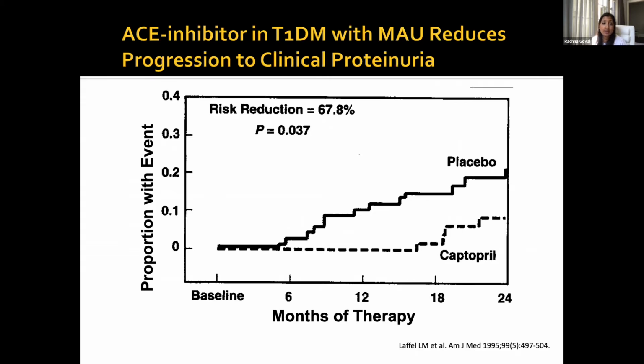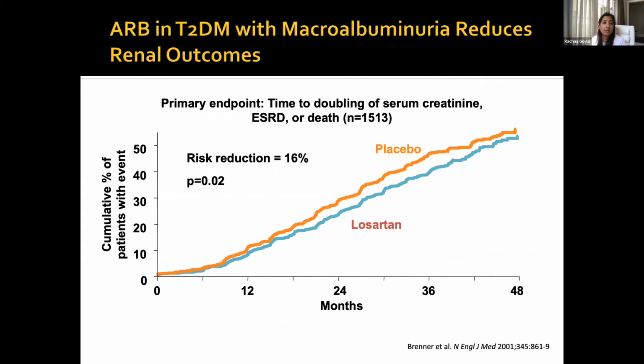And so ACEs and ARBs do help. And there is evidence that ARBs also help in both type 1s and type 2s. So they do work. Whenever you have a patient that's hypertensive and has diabetes, it's best to put them on an ACE or an ARB right off the bat.